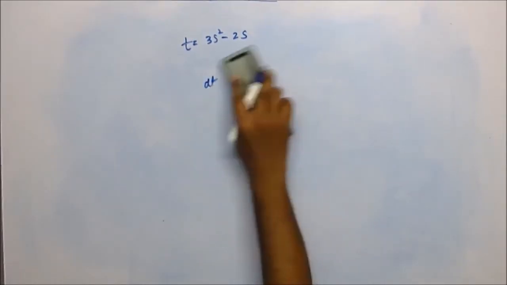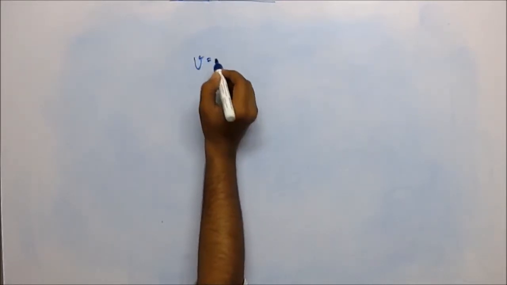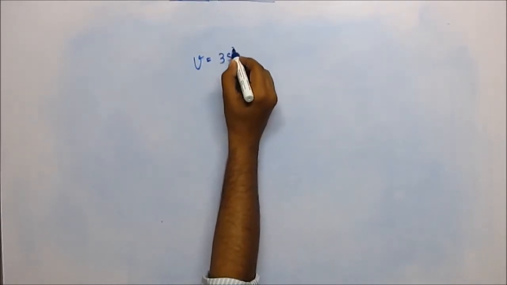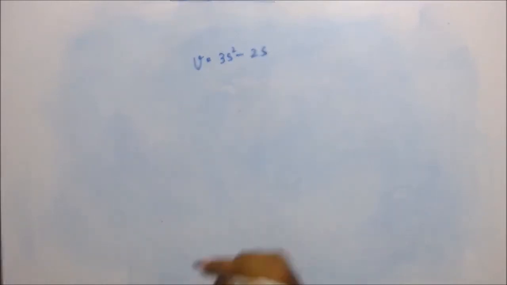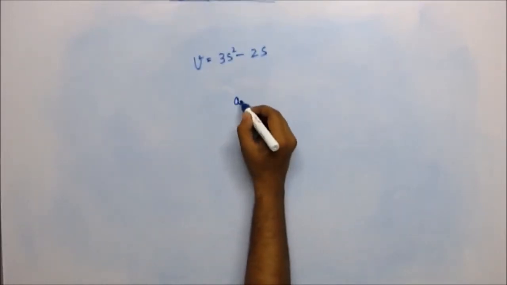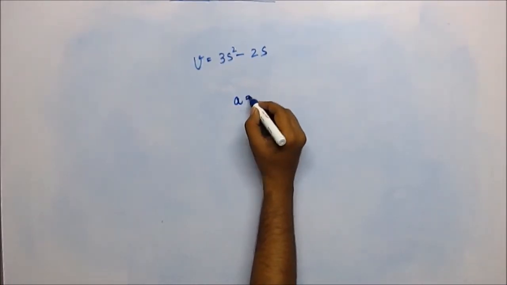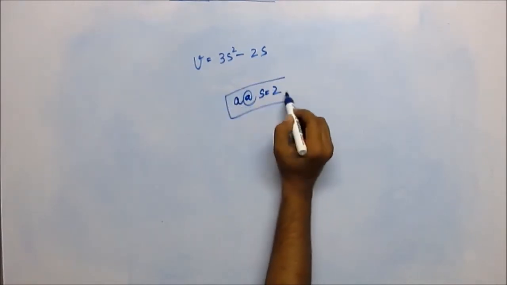The other useful thing we learn in this problem. Suppose velocity has been given as a function of displacement. Let's see, v is equal to 3s squared minus 2s. Suppose this kind of function we have, and we have been asked the acceleration at any given displacement, for example, the acceleration at displacement 2 units.